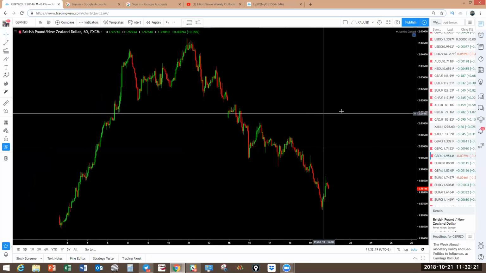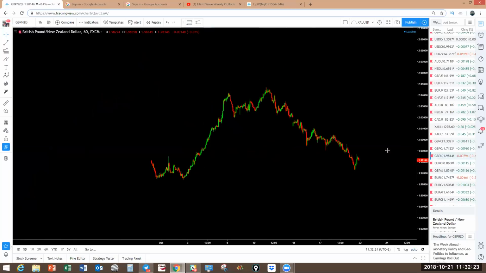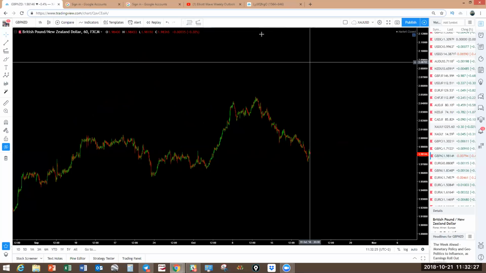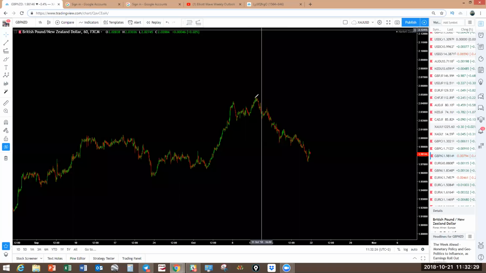Pound New Zealand, a little bit tricky at this stage, but it has also made a 3-wave move down here with a running flat in the middle. 1, 2, 3 there. Now it's made a passing move. Is it going to make a 3-wave move at least?